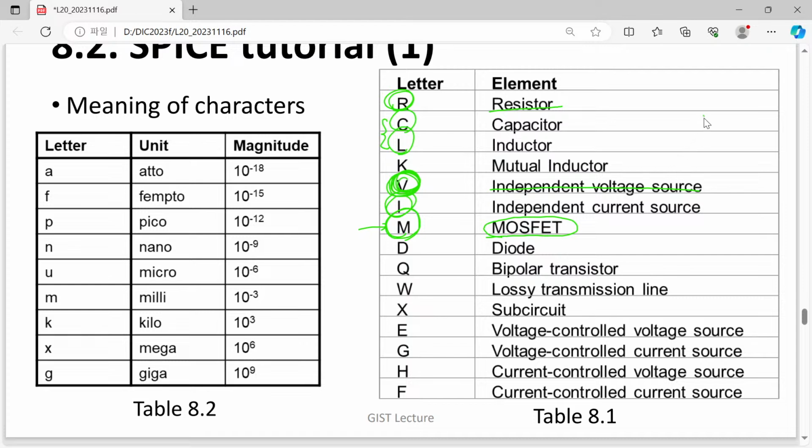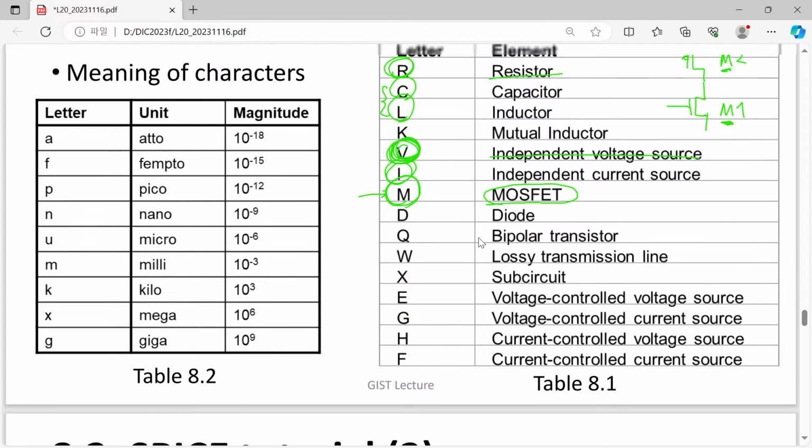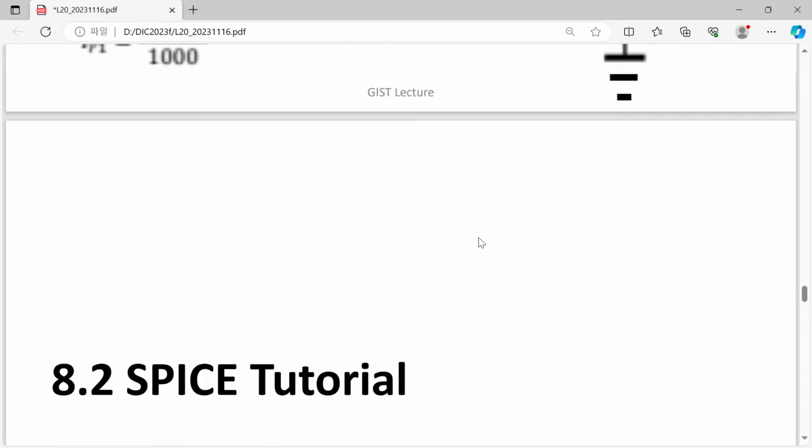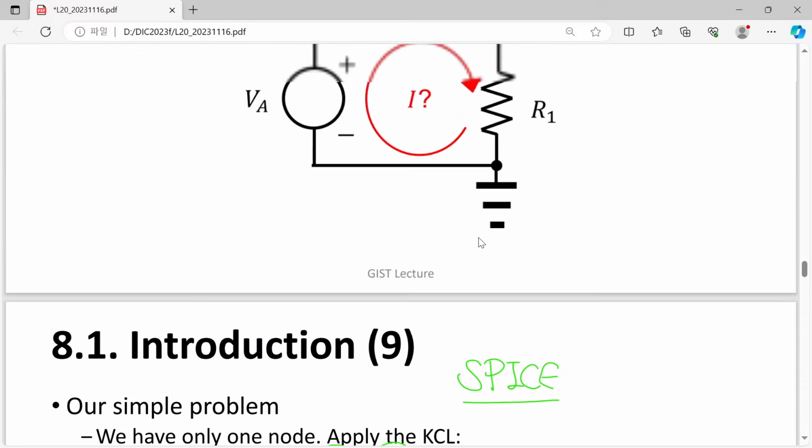So if you have, for example, one transistor and another transistor, then you must have something like M1 or M2 or whatever. Anyway, you have some elements starting with M. And diode, bipolar transistor, yes, there are many other components, but I think that MOSFET is the most important one you have to consider. And let's come back to my previous example.